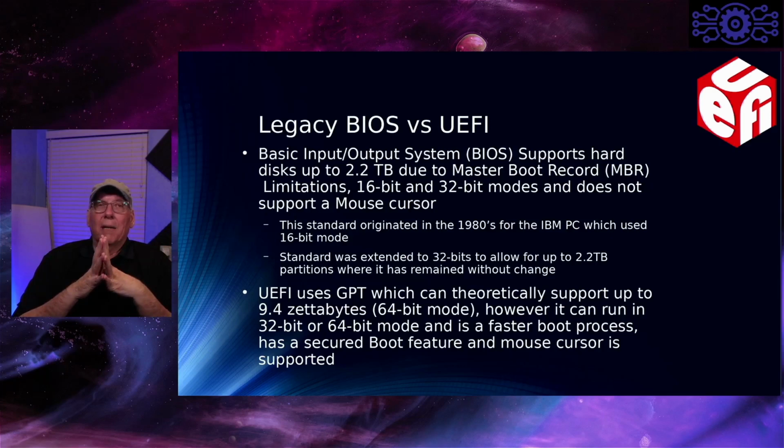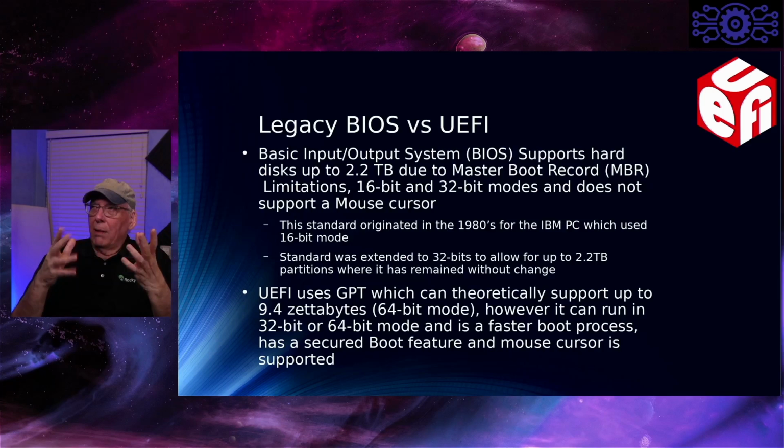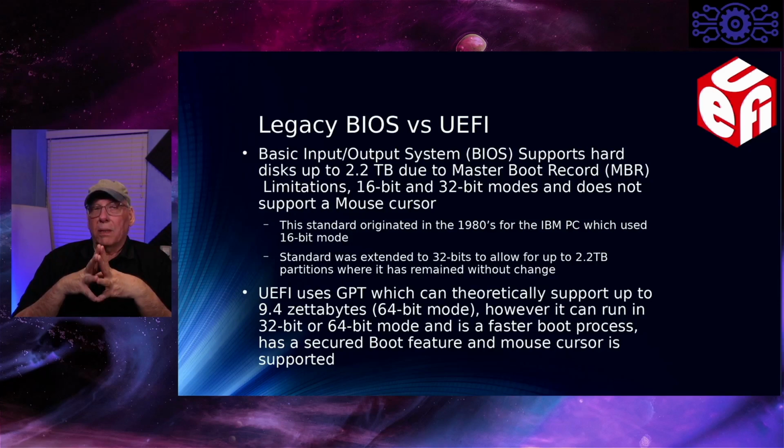1981. But the hard drive support in BIOS is limited to 2.2 terabytes per partition. That doesn't mean that you have a limit of 2.2 terabytes for a hard drive. No, no. It means that you can only create partition sizes of up to 2.2 terabytes in size. So it has two modes, which are 16-bit and 32-bit. 16-bit is legacy. That goes all the way back to the beginning of time for BIOS. And then 32-bit was added later.